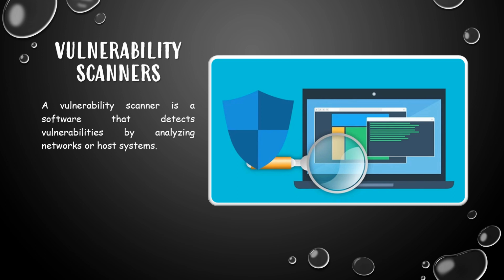A vulnerability scanner is software that detects vulnerabilities by analyzing networks or host systems. The results from scanning networks or host systems are presented as reports, and based on these reports, the personnel in charge may respond to mitigate or resolve the vulnerabilities discovered. Several types of scanners address different types of vulnerabilities. They are host-based scanners, network-based scanners, database vulnerability scanners, and distributed network scanners.